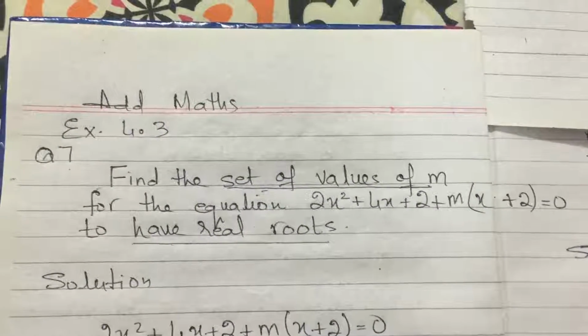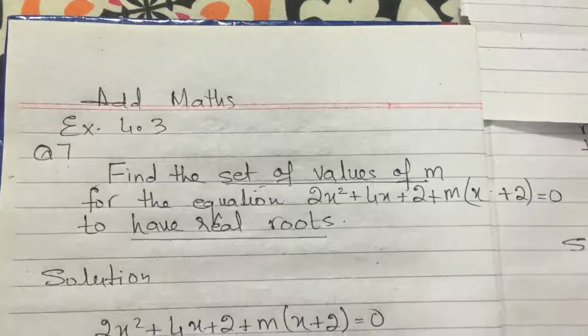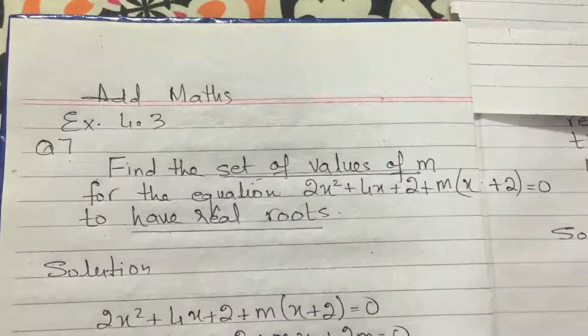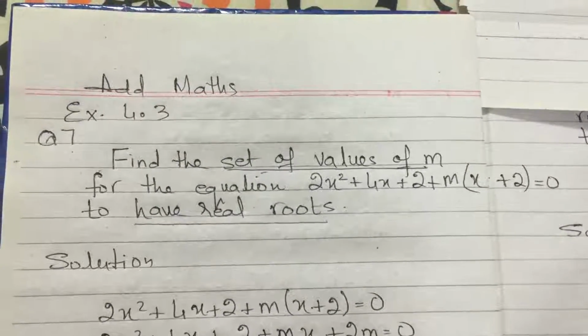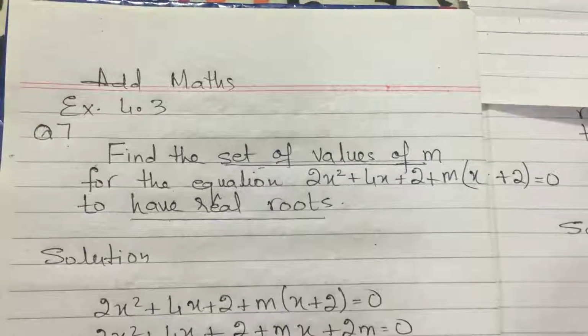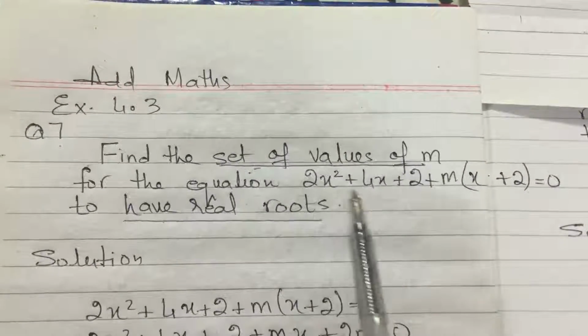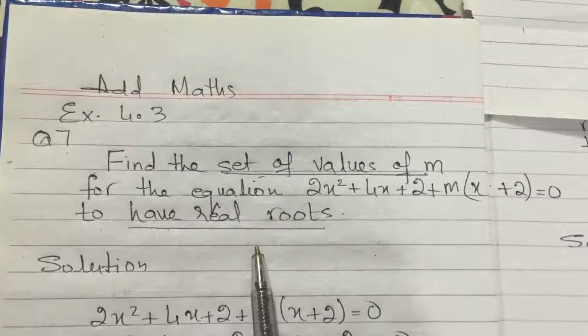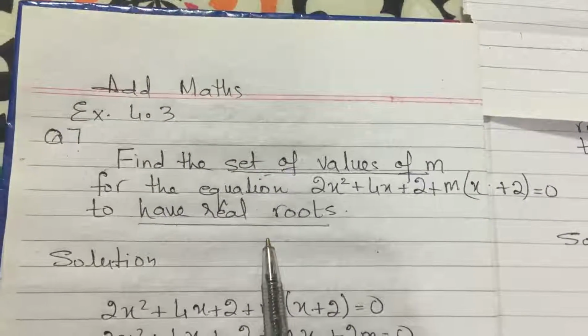Today I will explain you question number 7 of exercise 4.3 of TKMaths. This chapter is about quadratic equations and expressions. In this question we have to find the values of m for which this equation will always have real roots. So let's see the explanation of it.